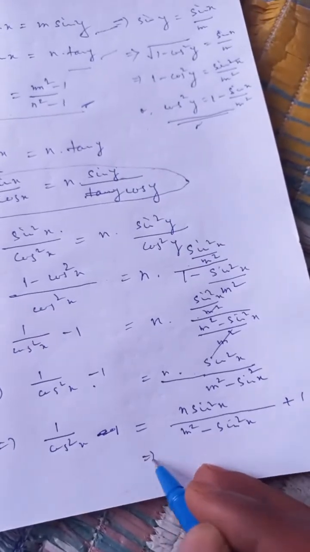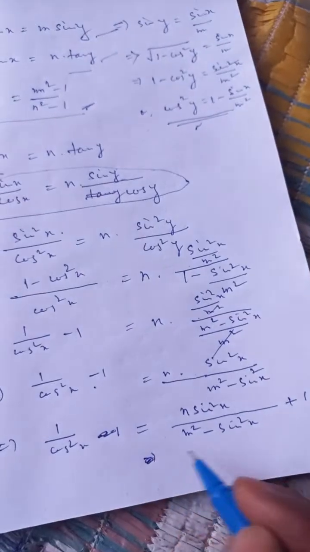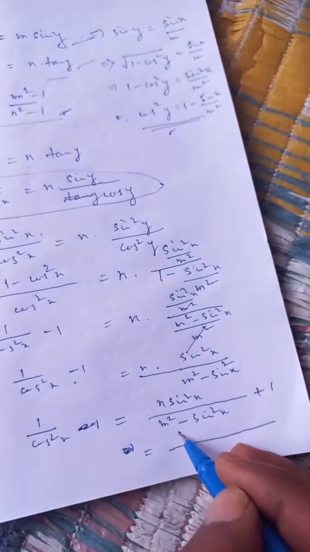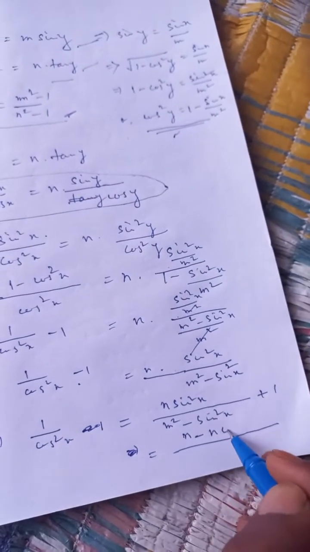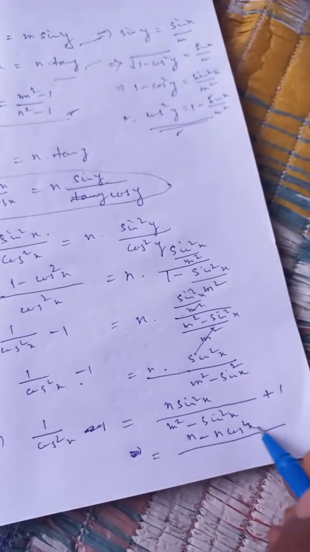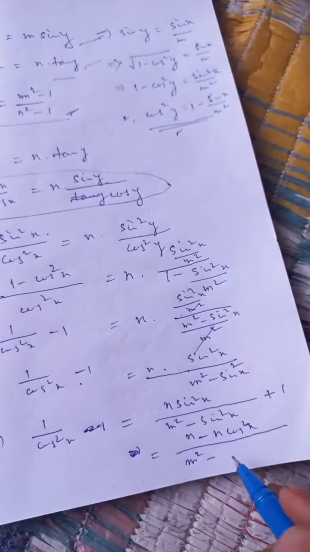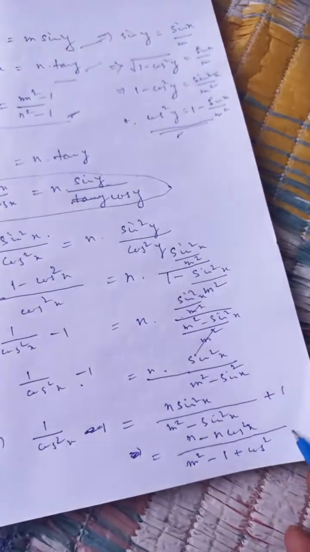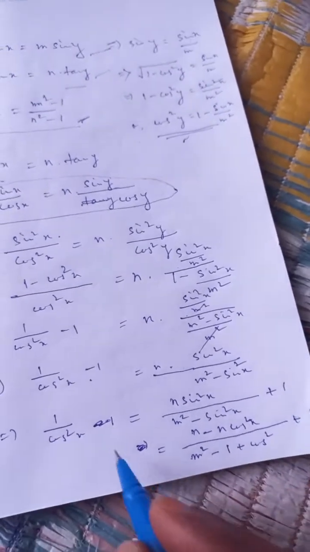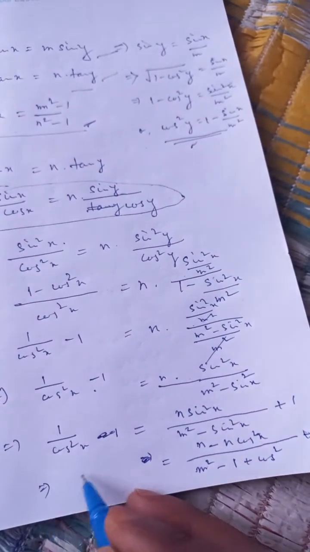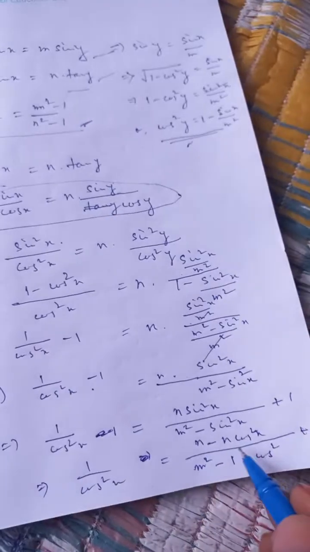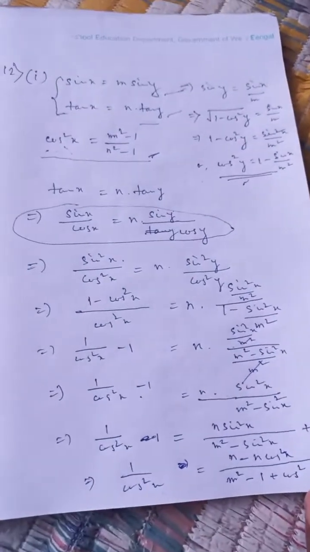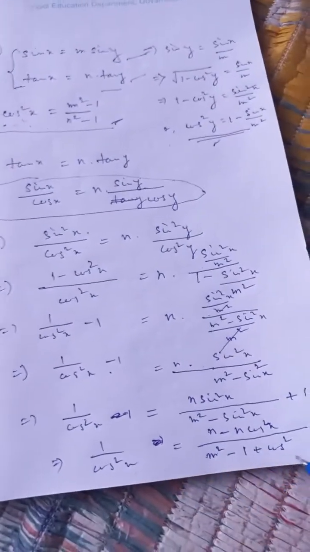Again we have to replace sin square x by 1 minus cos square x. So we will do in this way. n minus n cos square x, sin square x is equal to 1 minus cos square x. Here it will be m square minus sin square, means minus 1 plus cos square x plus 1. Just we have to solve this. This is on the left hand side 1 minus cos square x. We will get the form. Just we have to find out the value of cos square x.